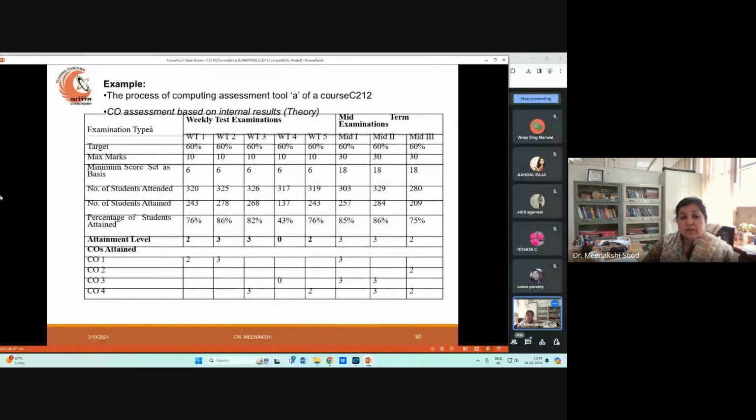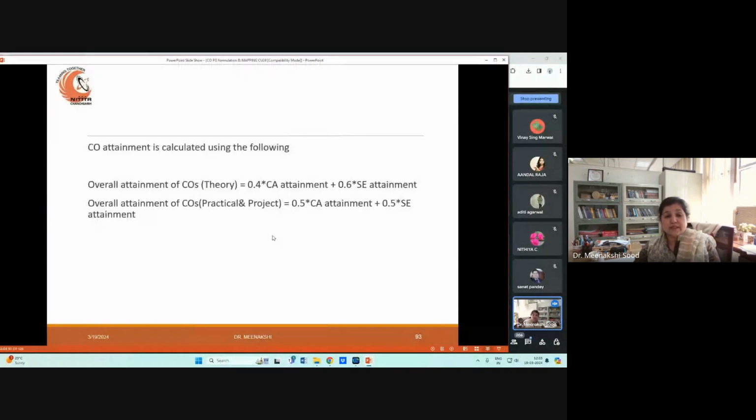Okay, so then what is the target? What are the total marks? What is the minimum marks? How many students attended? How many students attained? And then the percentage of marks. So this type of data, or I'll show you one more example.